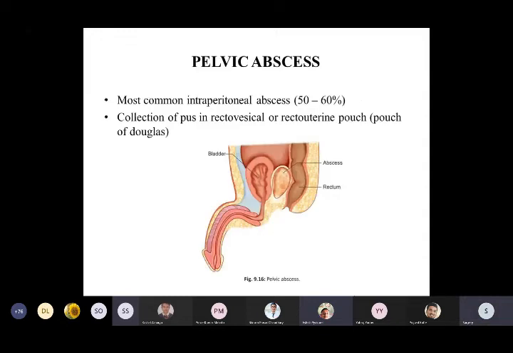Let's talk about the pelvic abscess. It is the most common intraperitoneal abscess, that is it accounts for 50 to 60%, and it is a collection of pus in either the rectovesical or rectouterine pouch, that is the pouch of Douglas, as shown in the picture.